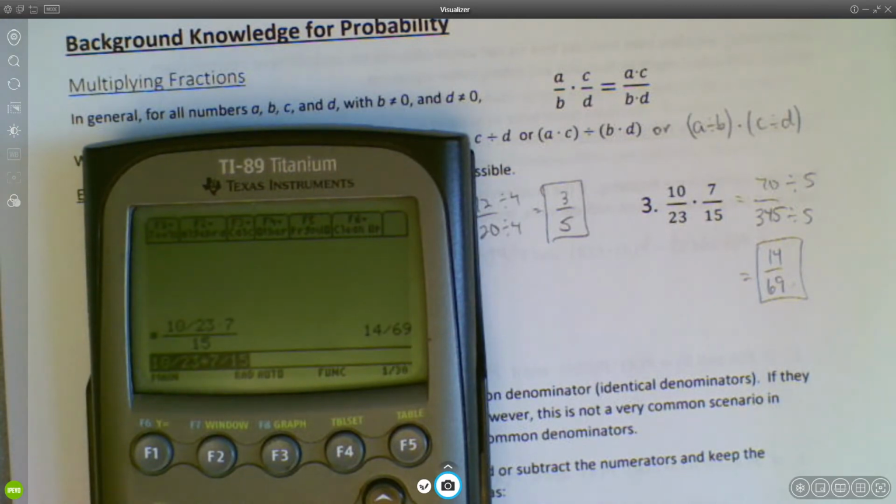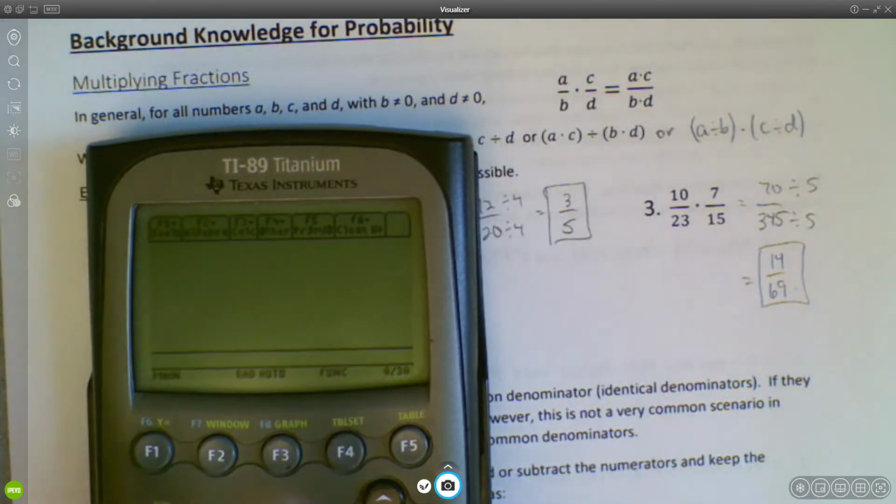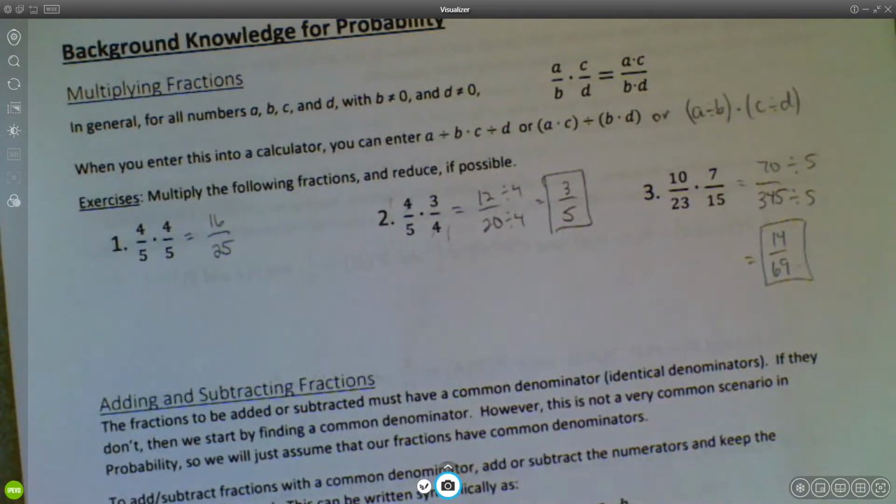And yeah, 14 over 69. If your calculator's nice, it'll do the reducing for you. Okay, so that's that one. So that's how multiplying works.